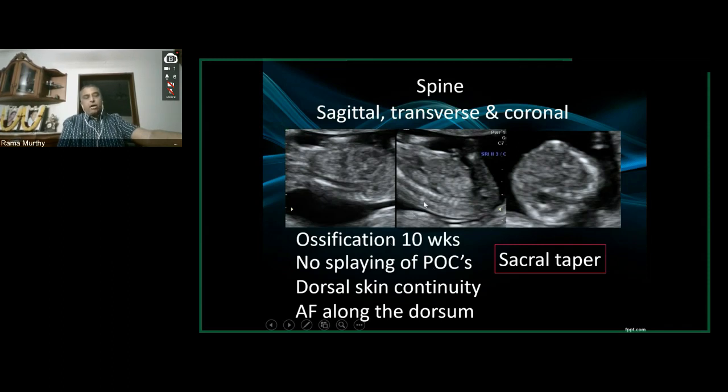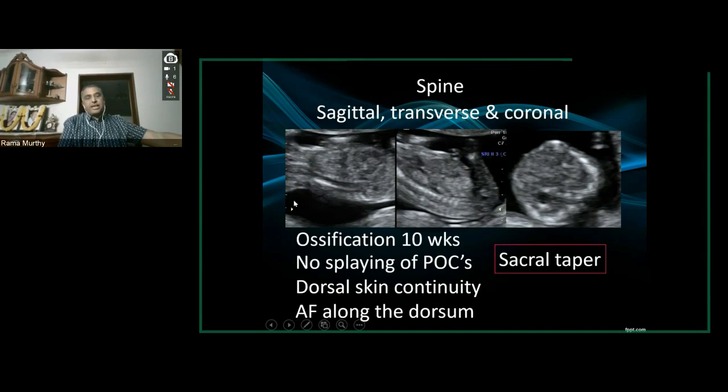There is no splaying of the posterior ossific centers that you see on the coronal section, and that's called the railroad appearance. You find the dorsal skin continuity. Just like what you do in the mid-trimester, you have to replicate the whole process in the first trimester with documentation. And that's the sacral taper that you have to demonstrate.